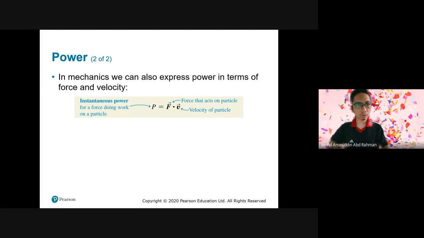We also define the power in terms of force and velocity. For example, the instantaneous power is equal to force dot v, where v is the velocity of the particle. So that's it for chapter 6. We will continue with chapter 7.